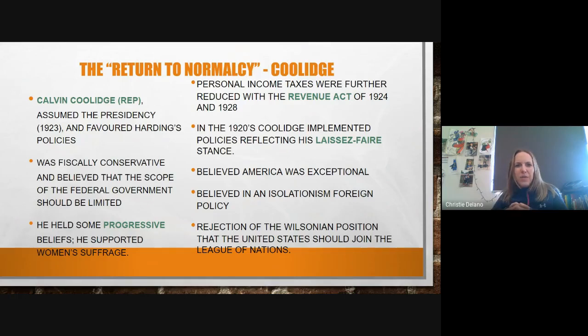Some of the things that we see Coolidge do, we see the reduction of personal income taxes, right? So the government's pulling in less money from personal income tax. The different policies that he implements reflect his belief in laissez-faire capitalism, this belief that America was strong and exceptional, the American dream, and he really believed in this policy of isolationism.